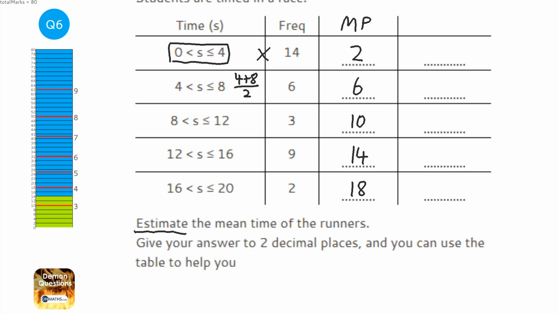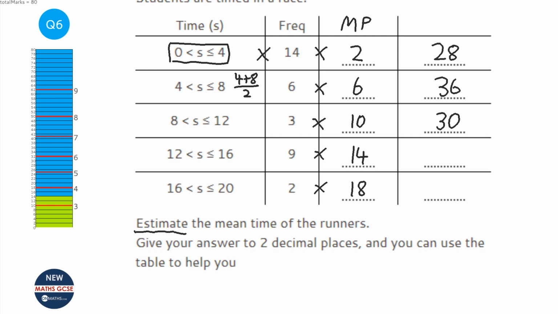Then what we do is we get the frequencies and times them by the midpoints. So it's the same as if it wasn't a group now. So we do 14 times 2, which is 28, 6 times 6 is 36, 3 times 10 is 30, and then you can use a calculator for this, so 9 times 14, have an idea of what it's going to be. Hopefully it's 126, which it is, good. And 2 times 18, which is 36.